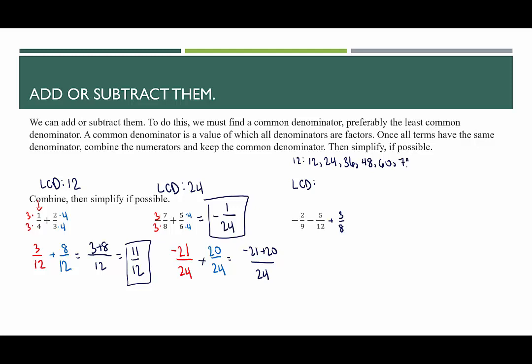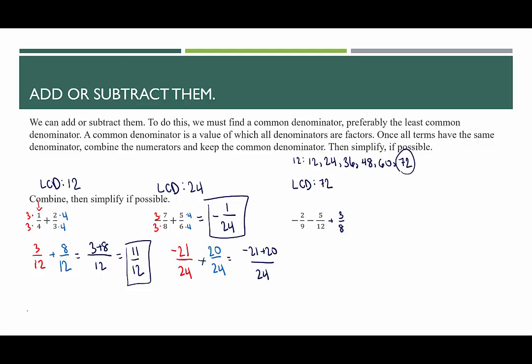Next we have 72. 9 goes into 72, so now we check 8. 8 also goes into 72. Ding, ding, ding! We found a winner. So 9, 12, and 8 all go into 72. That's our least common denominator. That's the one we want to use.